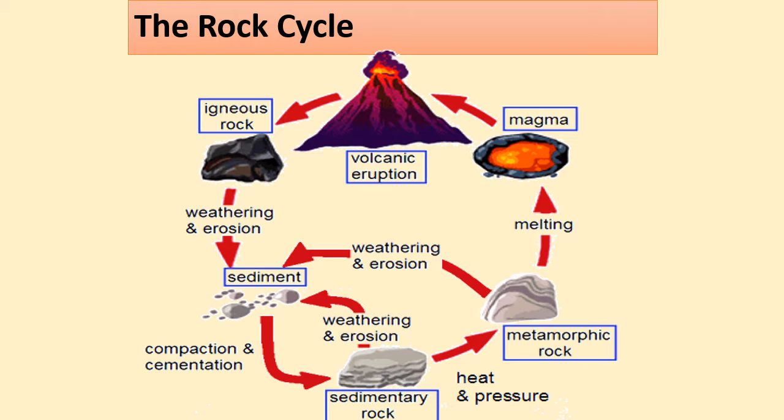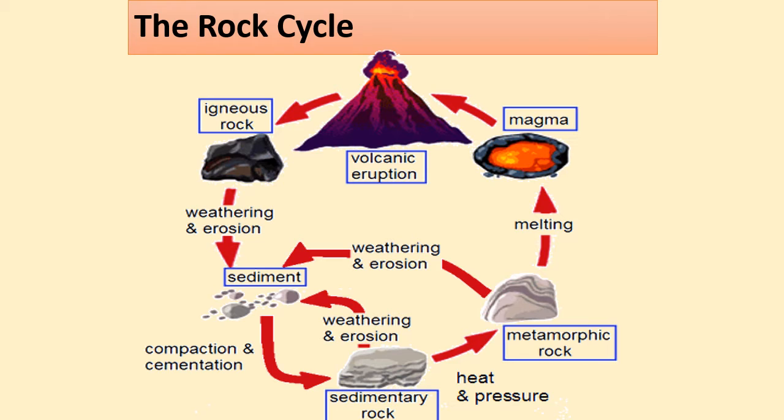Now sometimes sedimentary and igneous rocks can be exposed to a lot of heat or a lot of pressure. And we know that if rocks get exposed to heat and pressure, they can change their form and become metamorphic rocks, which are a lot harder. And examples of metamorphic rocks are marble, slate, and quartzite.